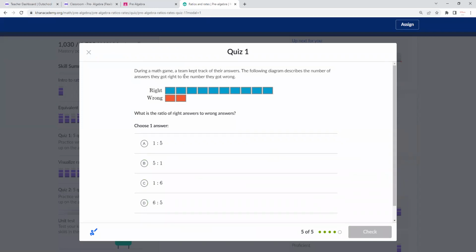During a math game, a team kept track of their answers. The following diagram describes the number of answers they got right to the number they got wrong. What is the ratio of right answers to wrong? Well, this says 1, 2, 3, 4, 5, 6, 7, 8, 9, 10 to 2. So we have 10 right answers to wrong, a 10 to 2 ratio. If we divide that by 5, we would get, no, we can't divide both by 5. We can divide both by 2, which would give us a 5:1 ratio.